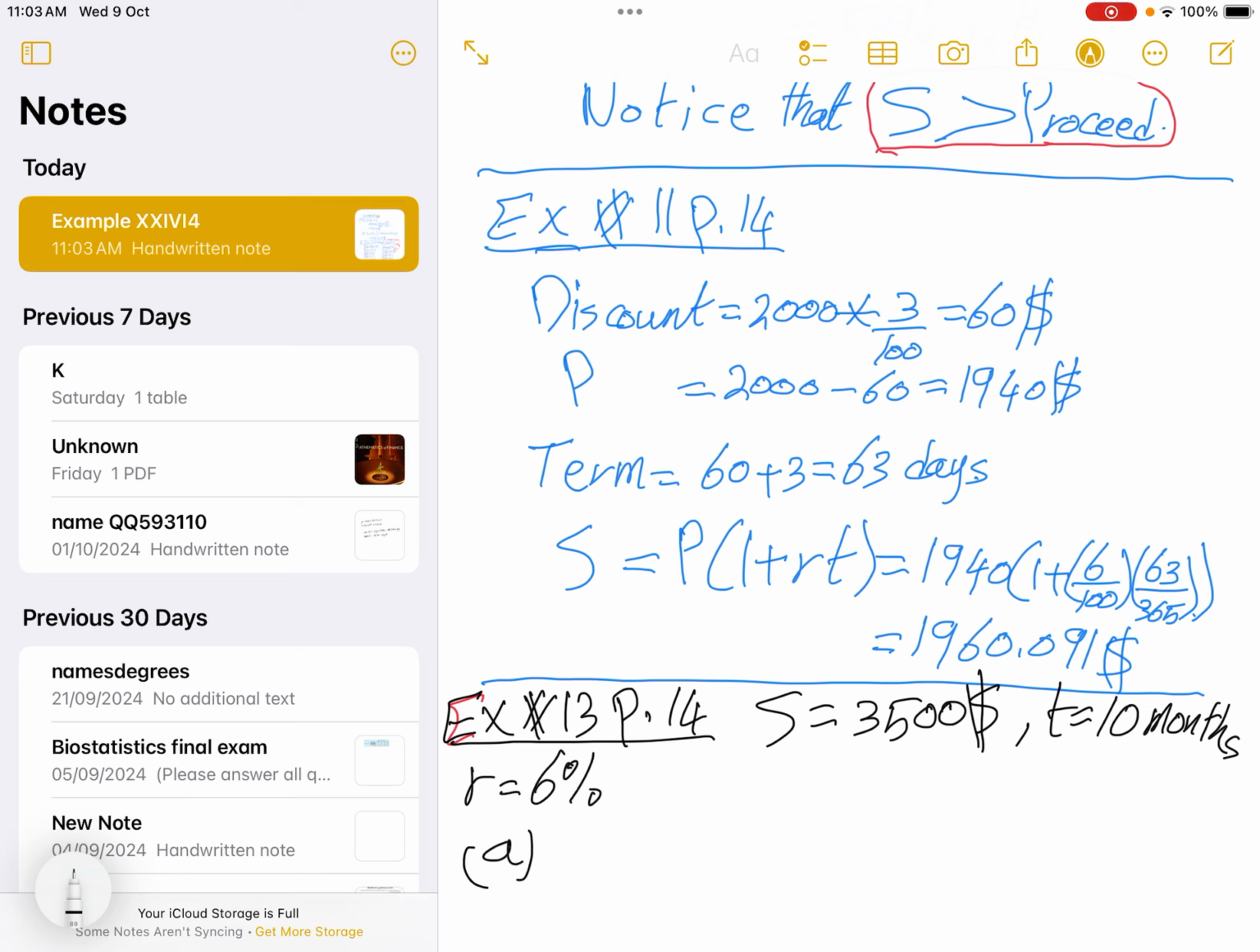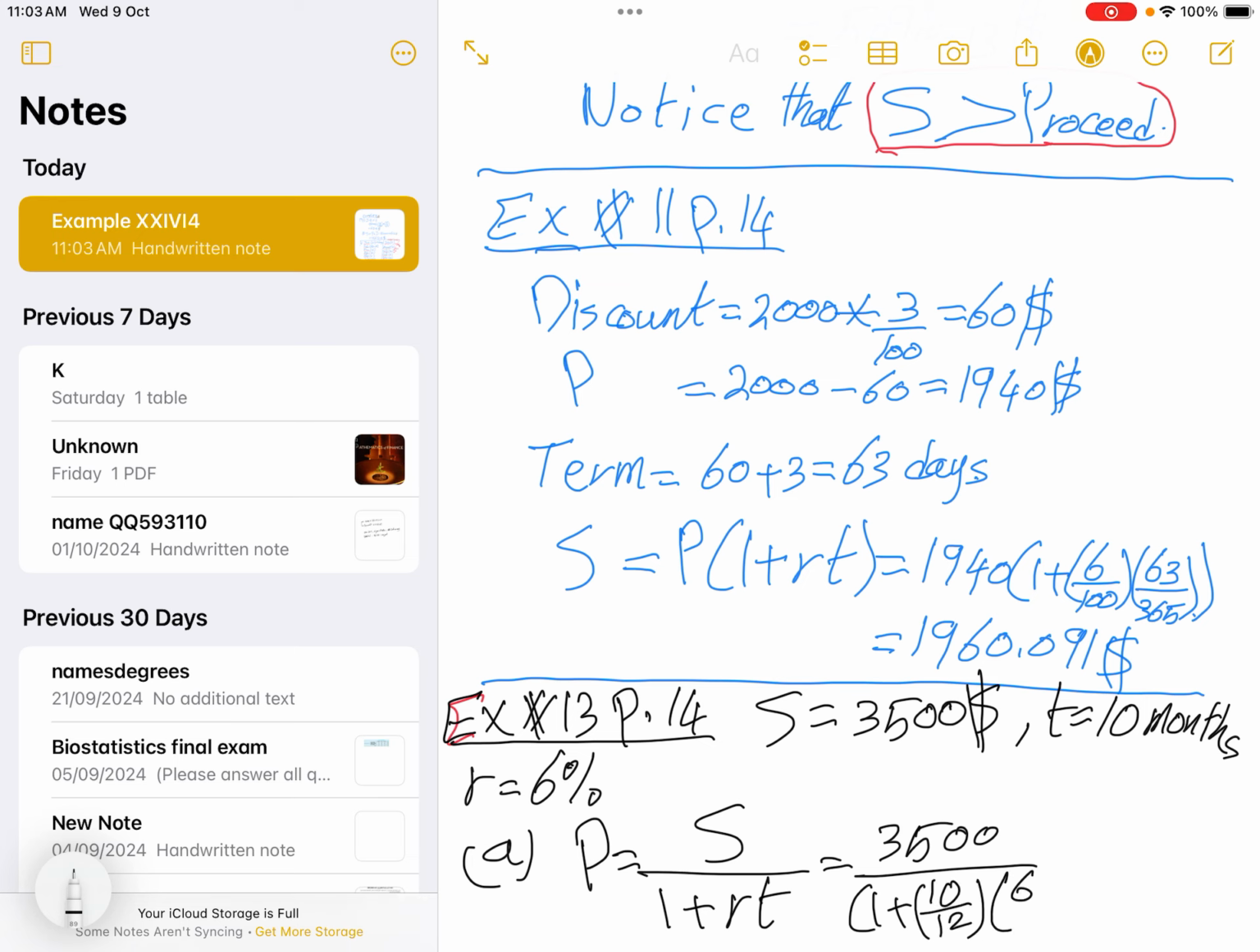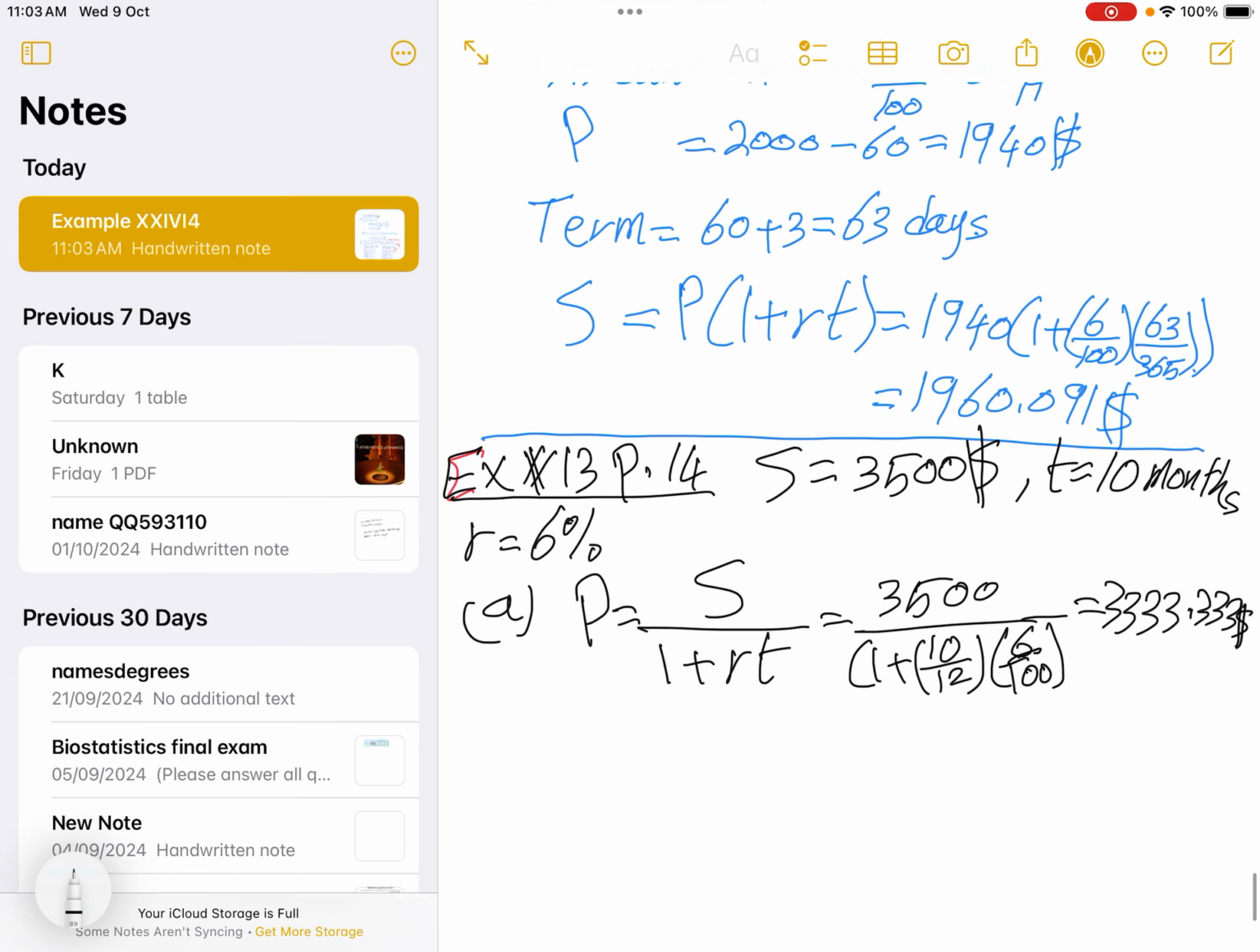B equals S over 1 plus RT, which is 3,500 over 1 plus 10 over 12 multiplied by 6 over 100. You will have $3,333.33. Here, draw the timeline.